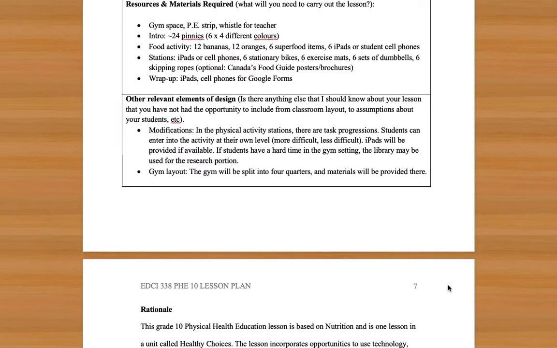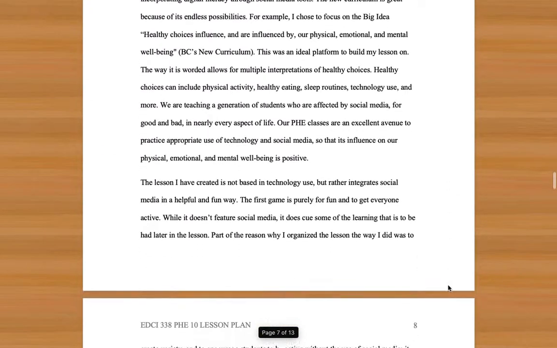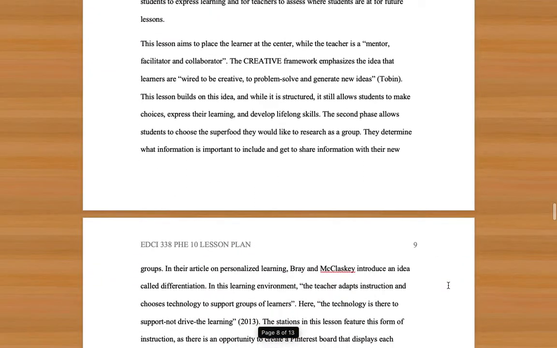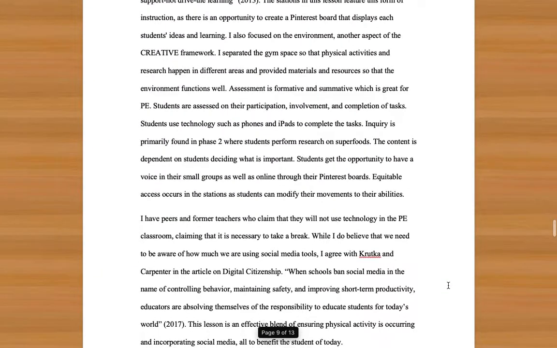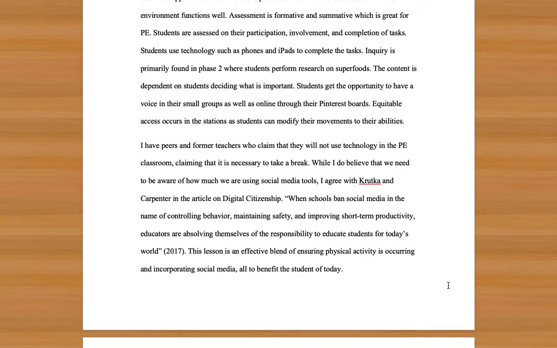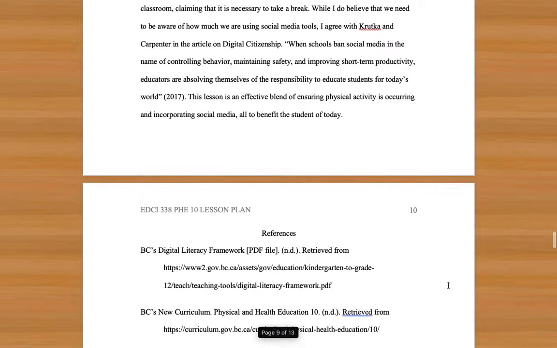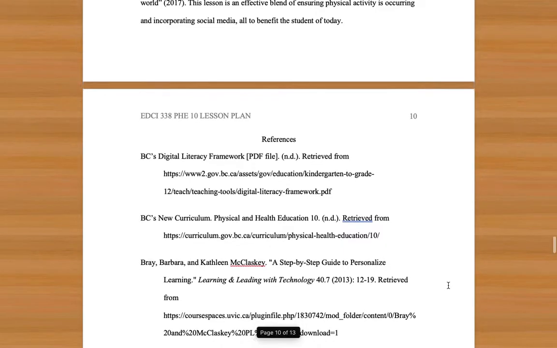Modifications are also really important, especially in PE class where students maybe are coming at different ability levels. That's something to be aware of as well. I think there are some more areas as well, but that was the main one in the physical activity stations that I wanted to point out there. Rationale, you can read that. That's my passion behind this, and the reason why I think it's important, and how I'm using social media and personalized learning to create an equitable learning environment for all students where they can be successful in PE and hopefully take those skills with them outside of school and into their lives.